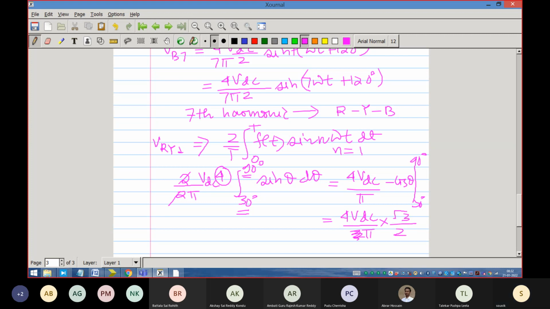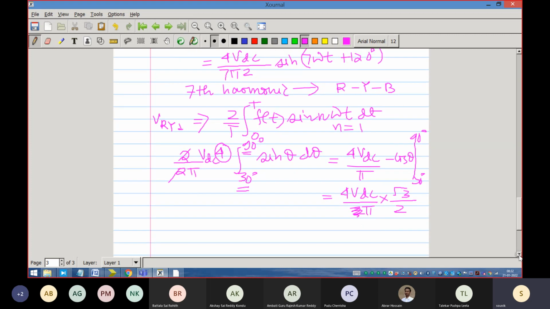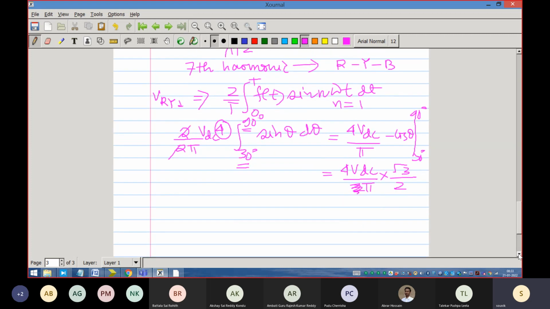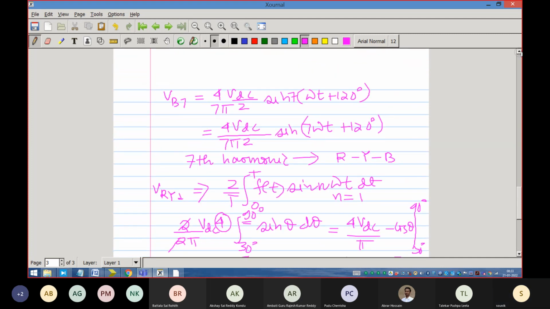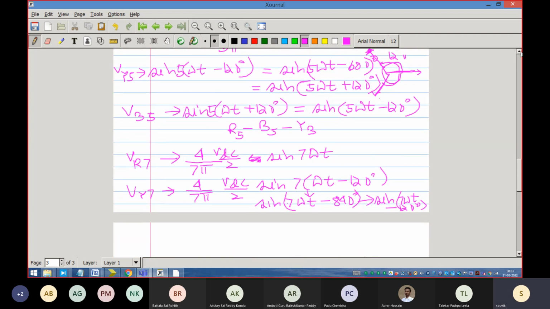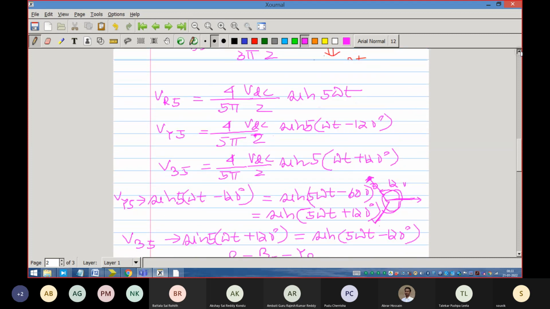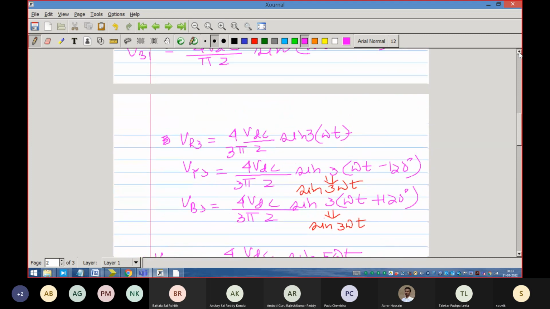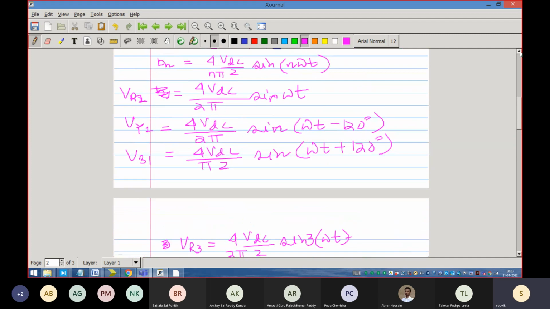That is the magnitude, that is the component, right? 4 by 2 into root 3 by 2, right? So you can see the observation, you can do a comparison of that. So what was the fundamental in the previous case? R phase fundamental. The R phase fundamental was how much? The R phase fundamental is this 4 VDC by 2 pi. That is the fundamental.